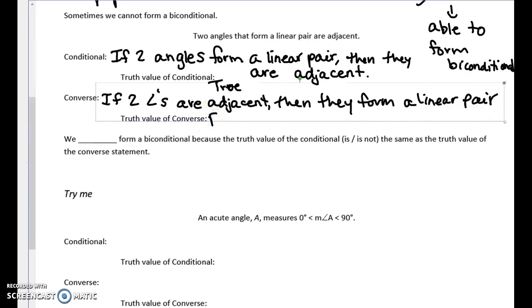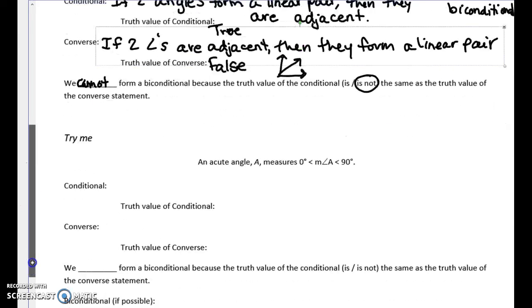Guys, that's a false statement because I can actually draw two angles that are adjacent, like these guys, but that aren't a linear pair. I can come up with a counterexample, therefore it's a false statement. So therefore, I cannot form a biconditional because the truth value of the conditional is not the same as the truth value of the converse statement.